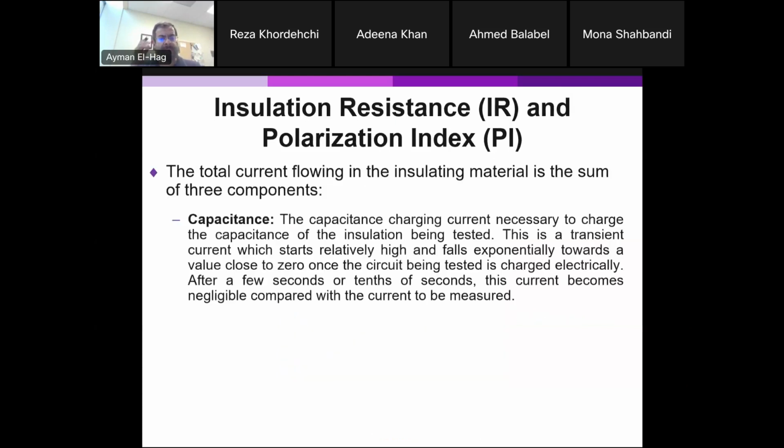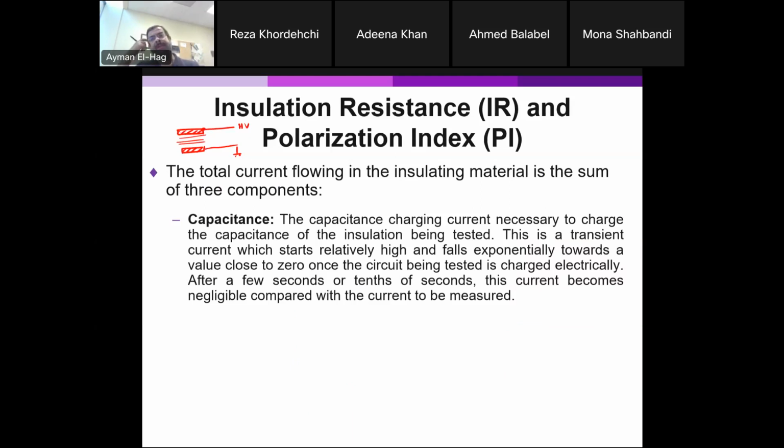So the first current is called the capacitance current. This is because you have a conductor here. This is one conductor, and here's another conductor. One of them is supposed to be the high voltage, and the other one is the ground. So you connect your Megger test or your insulation resistance test between these two terminals. So you apply high voltage here, and here is grounded. So you have a conductor here, a conductor there, and in between there is the electrical insulation. So that is a capacitor. So when you apply the high voltage, you are basically charging a capacitor.